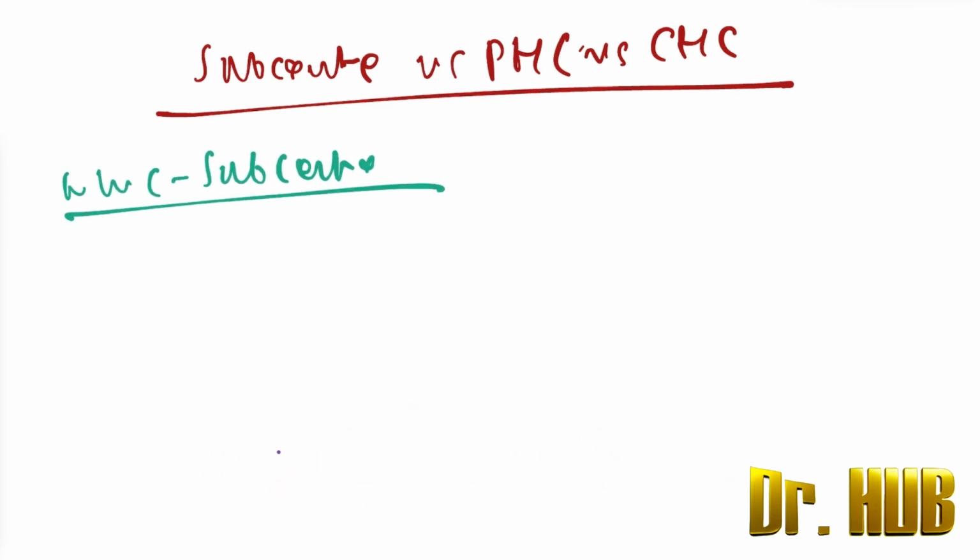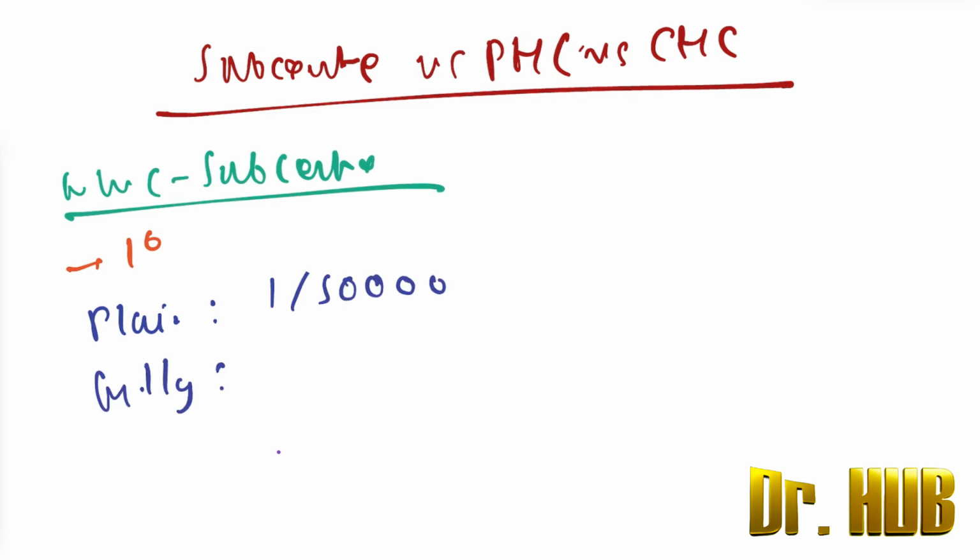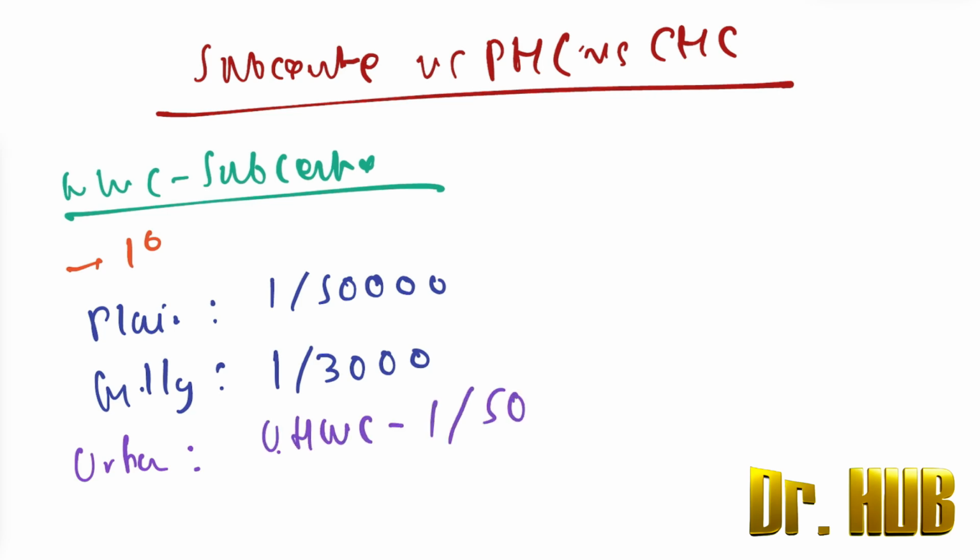Here the health level is primary. Looking at the population, in plain areas it is going to be 1 per 5,000, and in hilly or remote areas it will be 1 per 3,000. And finally the urban areas, it will be UHWC, that is 1 per 15,000 to 20,000.